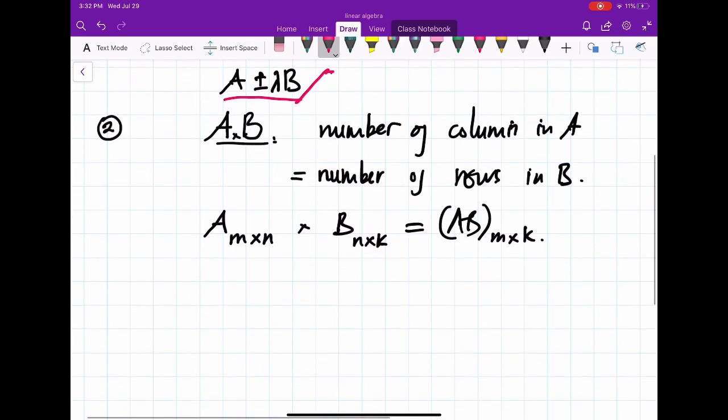And if you have two matrices A and B such that the number of columns in A is equal to the number of rows in B, then we can do multiplication, A times B, right? Then the matrix AB, the product, is of the size M by K. Look at this. M is this, and then here with a K.